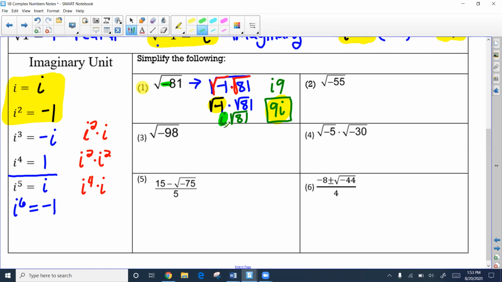All right, let's look at number 2. So write down number 2, square root of negative 55. And we're trying to simplify that. So anytime we see a negative under a radical, I know I need to rewrite it with an i. So again, here's the process. Square root of negative 55 can be rewritten as square root of negative 1 times 55.